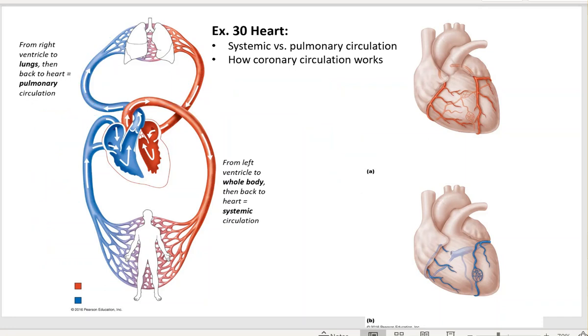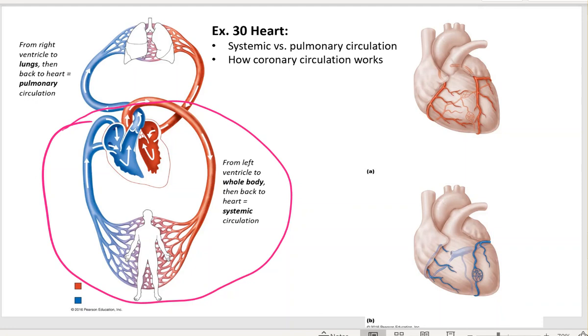All of the systemic circulation is this stuff down here that goes out to the body. So arteries are going to take oxygenated blood out to the body. It's going to go into the capillary beds. It's going to drop off O2, pick up CO2. Veins are going to take it back to the heart, and we start the whole cycle over again.